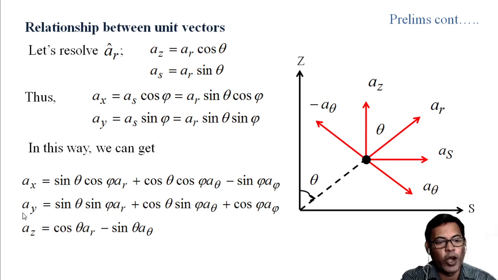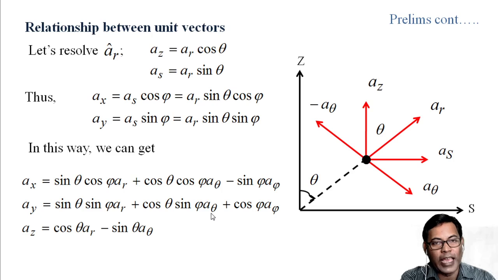Similarly, the component of a_r, a_theta and a_phi along the direction of a_y can be calculated using the same diagram, same geometry. So first if we find out the component of a_r along a_s, that is equal to a_r sin theta. Now a_s along the direction of a_y, that will be a_s sin phi. So a_s sin phi, a_s equals to a_r sin theta. So a_r sin theta sin phi.